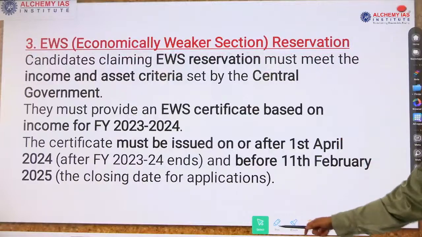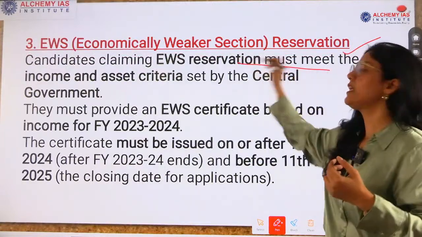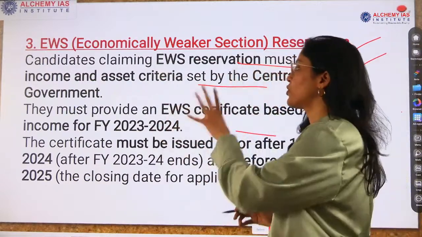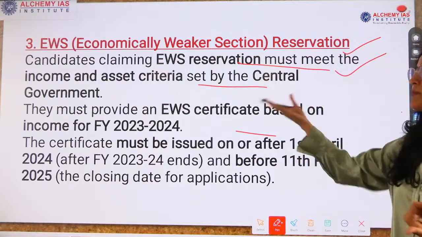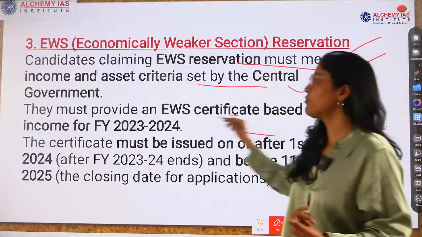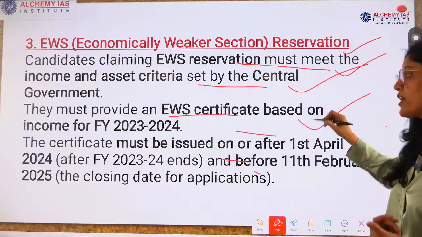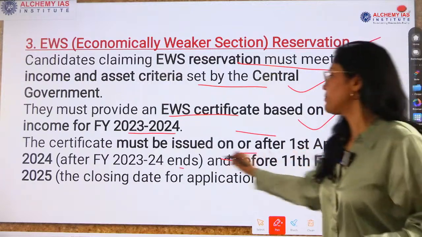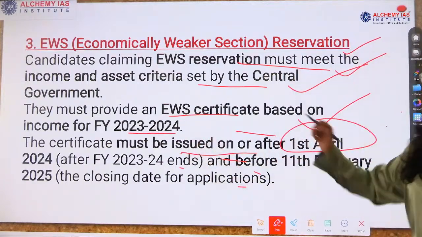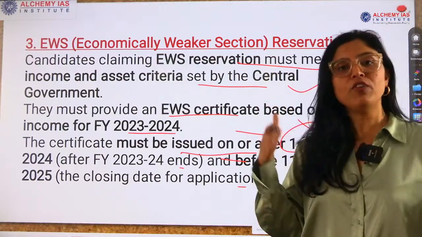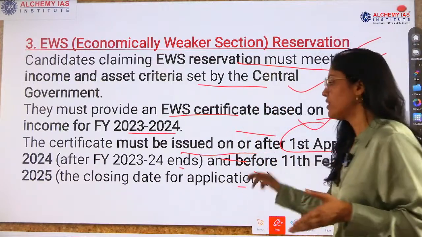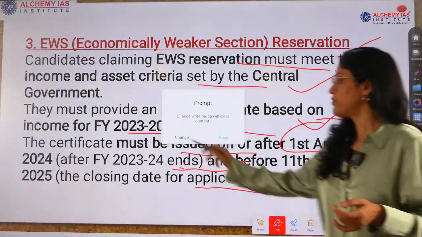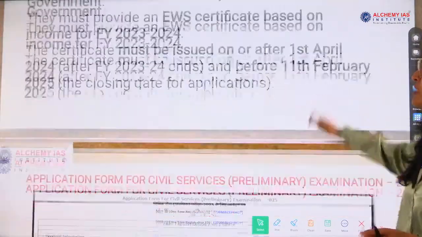Now, EWS reservation. Candidates claiming EWS reservation must meet the income and asset criteria. They should be producing the certificate, and they must meet the income and asset criteria set by the central government. They must provide an EWS certificate based on the financial year 2023-2024. This is very important, and it must be issued on or after the same date, 1st April 2024, the starting of the 2024-25 financial year, and before the 11th February 2025. Okay. So, these things you have to keep in mind, which is very, very important.